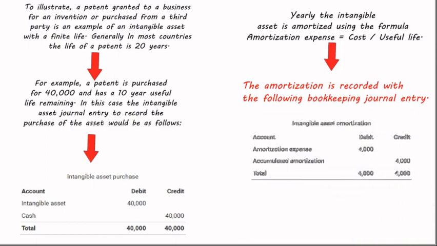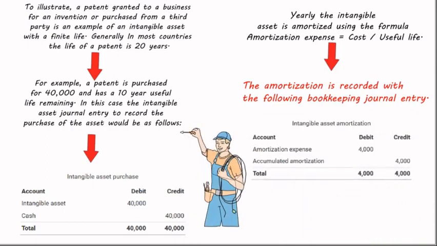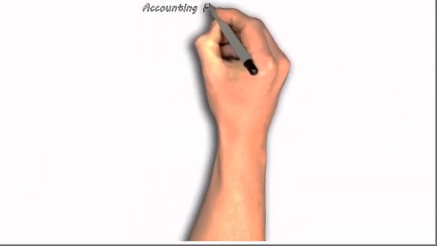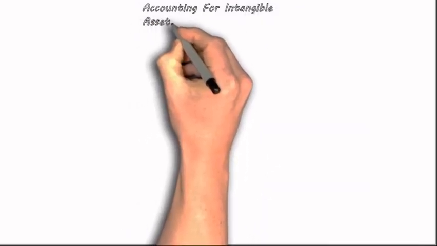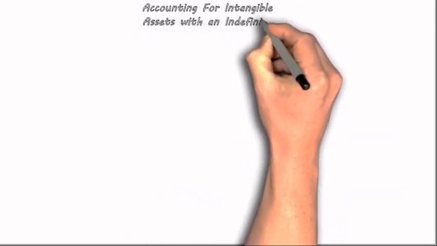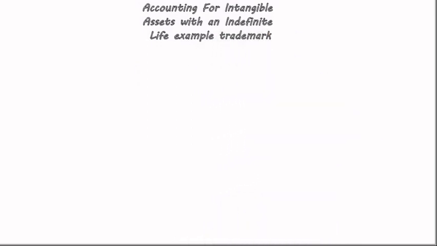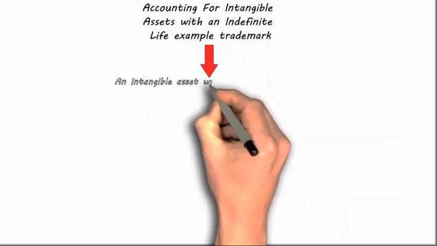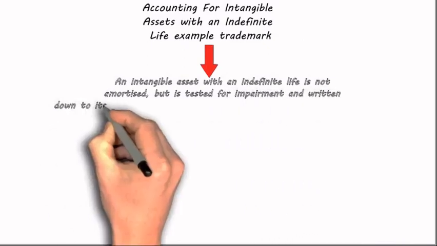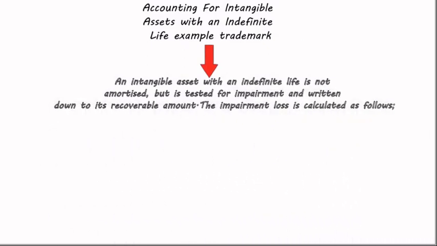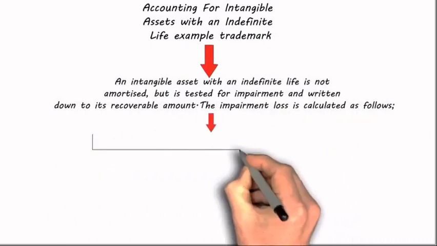Accounting for intangible assets with an indefinite life, example trademark. An intangible asset with an indefinite life is not amortized, but is tested for impairment and written down to its recoverable amount. The impairment loss is calculated as follows: impairment loss equals carrying value less recoverable amount.